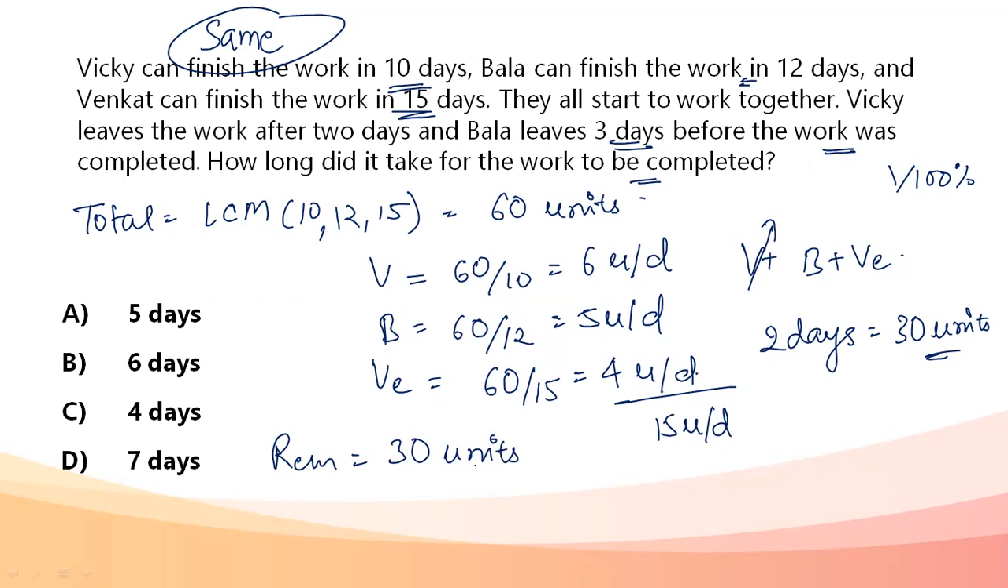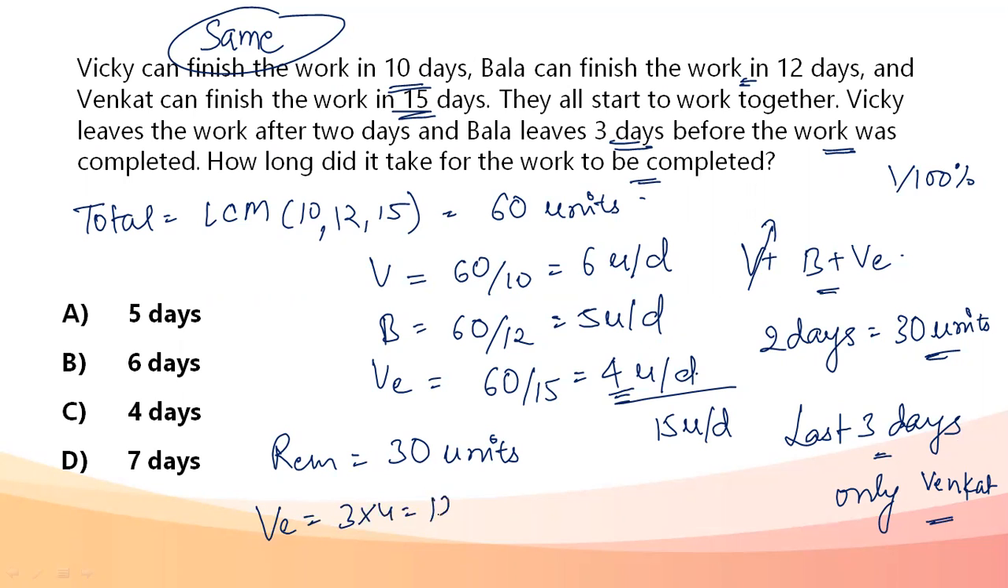3 days before the work has to be completed, Bala also leaves. I do not know the time duration for which Bala and Venkat are working together. But I know one thing for sure, that for the last 3 days only Venkat is working, because Bala leaves. So if Venkat does 4 units of work in one day, and he's working for the last 3 days alone, the work that Venkat has done becomes 3 into 4, that is 12 units. Alright. So now the remaining work becomes 30 minus 12, that is 18 units.